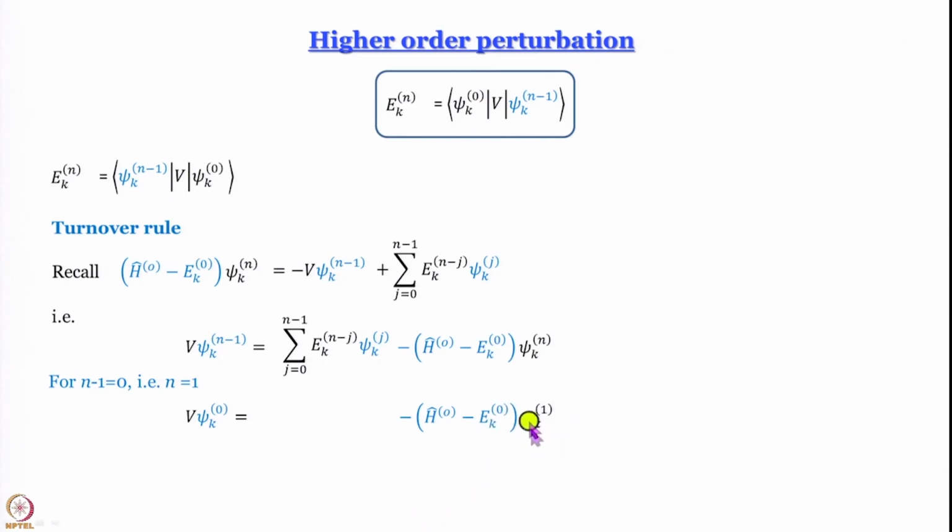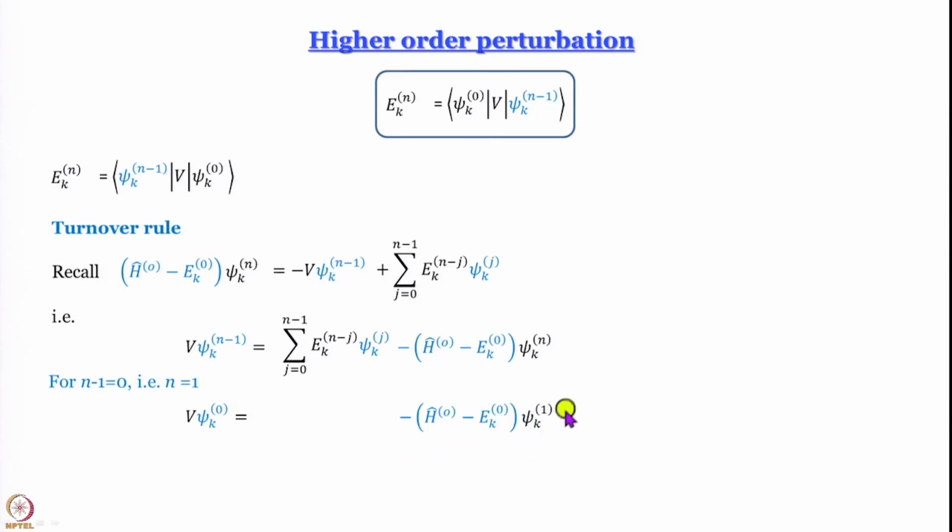Please remember, this 0th order Hamiltonian minus 0th order energy is not the annihilation operator for psi k first. It is the annihilation operator for psi k 0th. Please do not get confused here. These exponents have to match in order for this operator to be an annihilation operator for the wave function. Here they do not match. Anyway, we have found this expression.